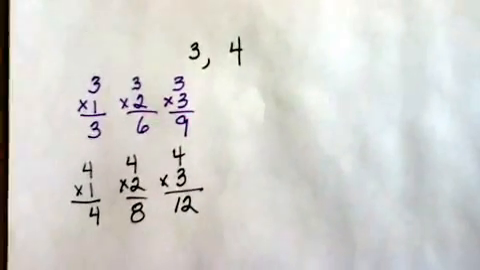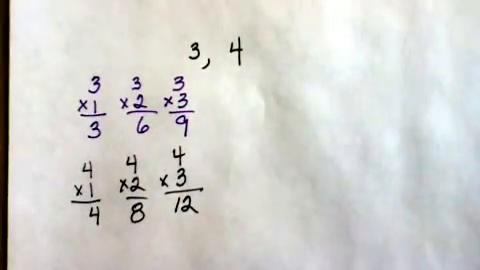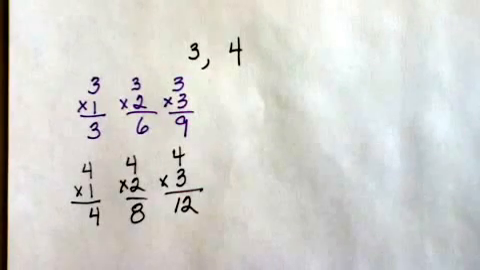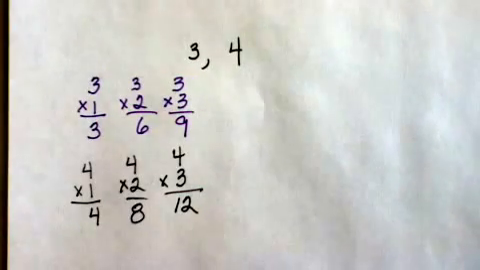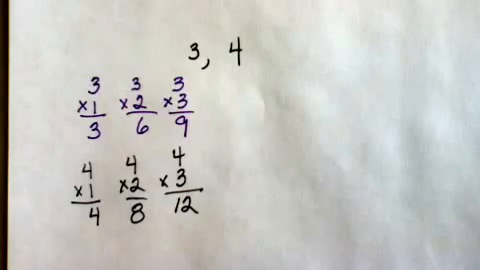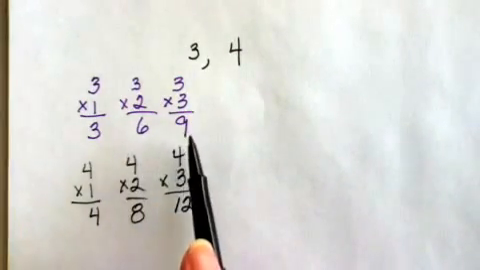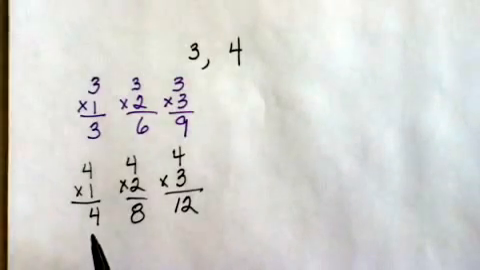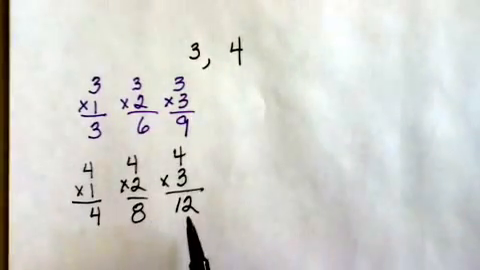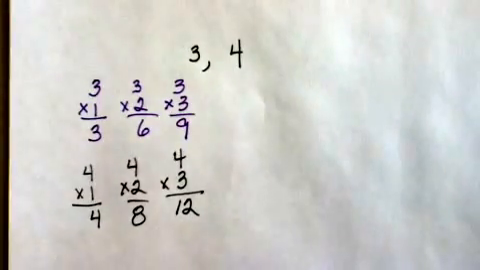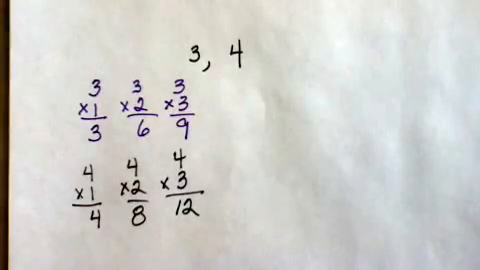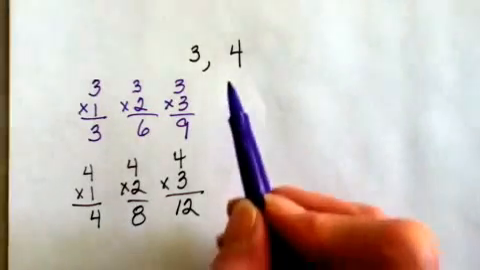Now when I'm looking for my least common multiple, what I'm really looking for is the first number that both sets have in common. So if I look at my 3's, I see 3, 6, 9. In the 4's, I see 4, 8, and 12. So far, they have no number in common. So let's write out a few more multiples.